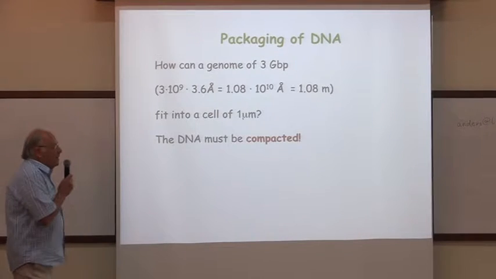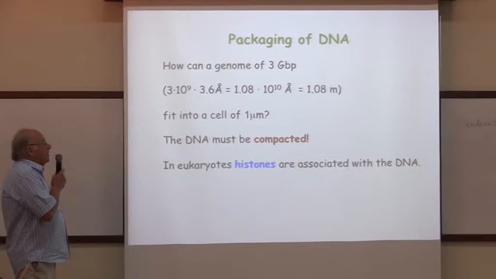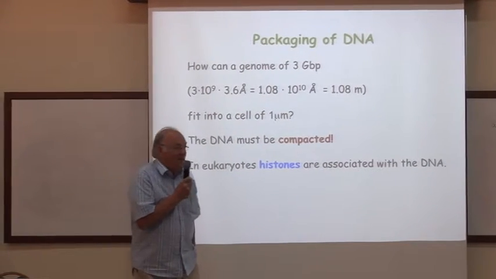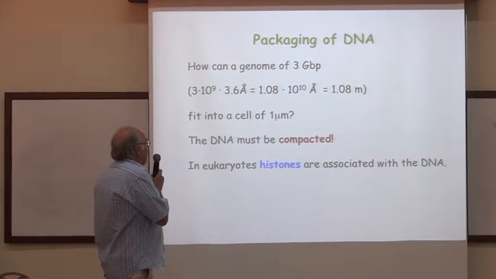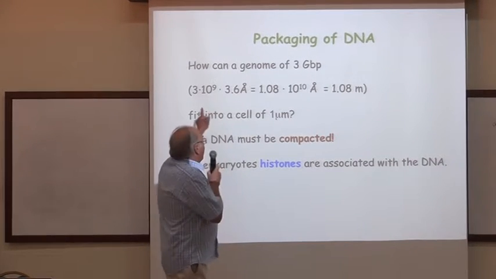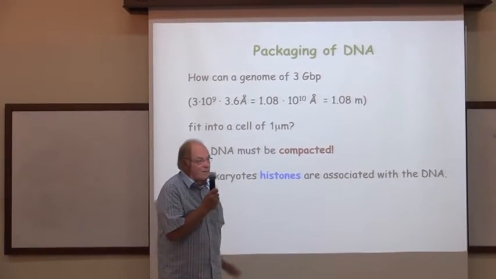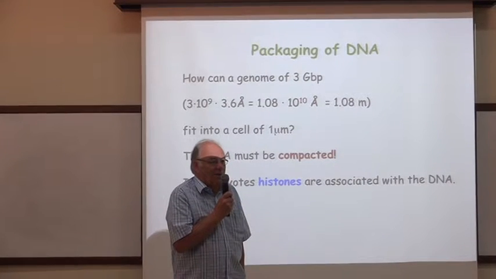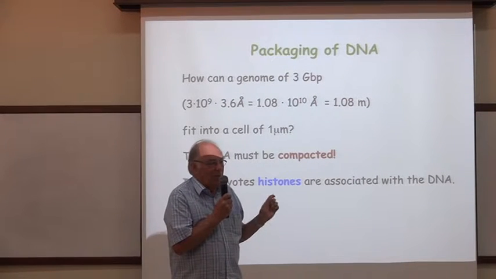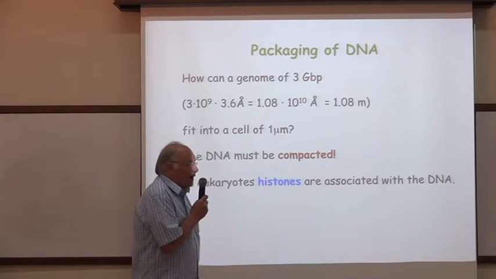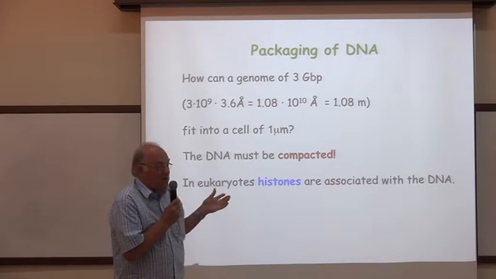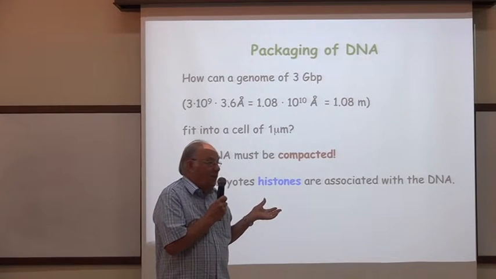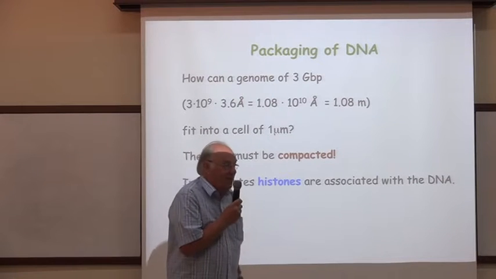So, first of all, the packaging of DNA. How can a genome of 3 billion base pairs be packaged into a small cell of 1 micrometer? So the genome would be roughly 1 meter long, the human genome. So a cell which is 1 micrometer, how can that contain the whole thing? Of course, you also know that the human genome is not the biggest genome of all species. I think there are very primitive organisms having much bigger genomes than what we have.